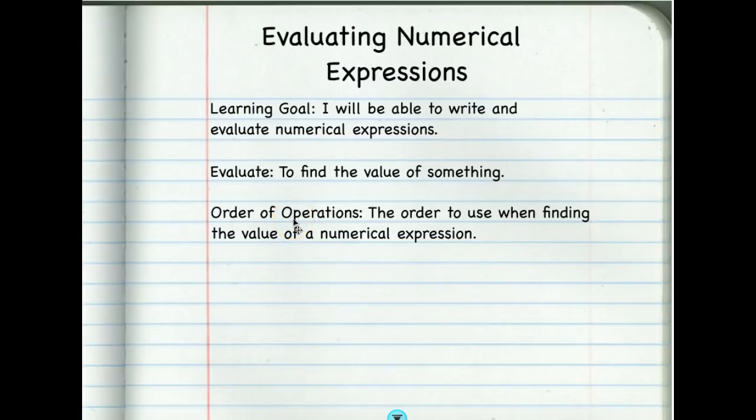Also, order of operations, this is what we're going to be using to evaluate numerical expressions. And that is the order that we use when finding the value of numerical expressions. So there's a very specific order we have to use. We can't just start adding, multiplying, subtracting, however we feel like it. We have to follow a very specific order when we're evaluating these expressions. So go ahead and pause the video. Make sure you have all of these things written down.